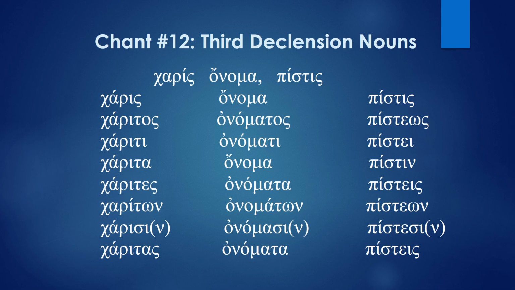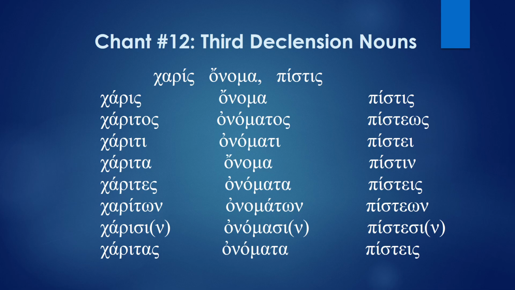And now the third column is pistis, meaning faith. Pistis, nominative singular, as a subject of the sentence. Pisteos as the genitive singular of faith. Pistei, the dative singular, to or for faith. Pistin is the accusative singular when it's used as the object of the sentence, just faith.